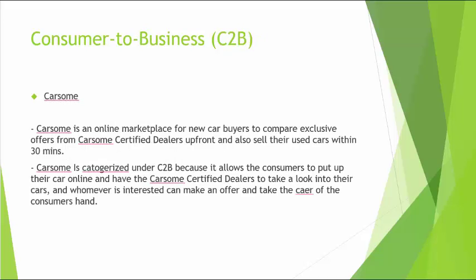The next model is consumer to business. The example for this is Carro. Carro is an online marketplace for new car buyers to compare exclusive offers from certified dealers upfront and also sell their cars within 30 minutes. Carro is categorized under consumer to business because it allows consumers to put up their cars online and have the certified dealers take a look at their cars, and whoever is interested can make an offer and take the car off the consumer's hands.